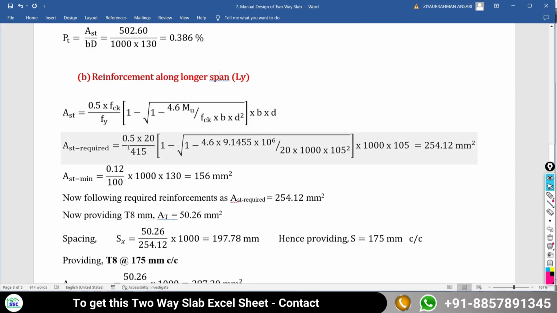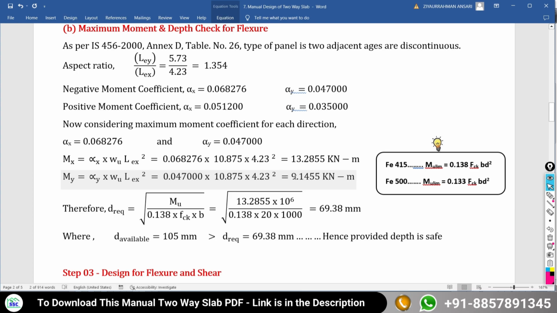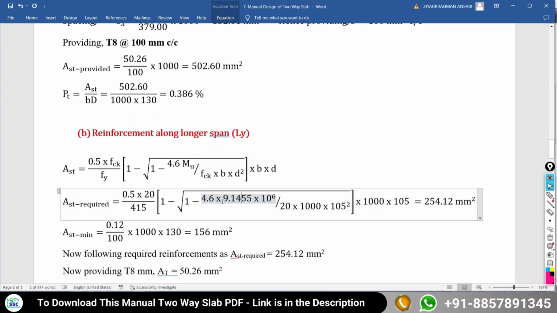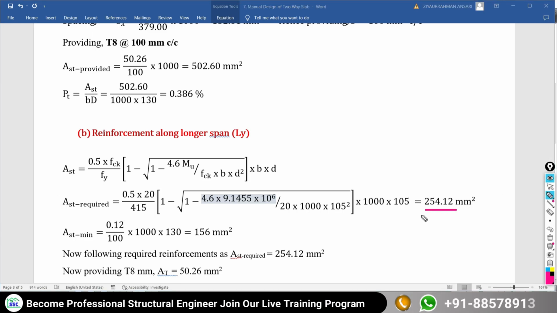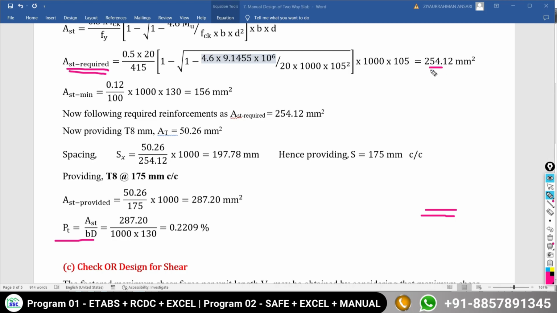Here we just have to change the ultimate moment. The ultimate moment along the longer span is 9.1455. I am going to put the same value, and after doing the calculation we get the area of reinforcement required as 254.12. Again I have to compare it with the minimum requirement. After comparing with the minimum requirement, we get the more value for the design requirement. So we are going to follow this one again.